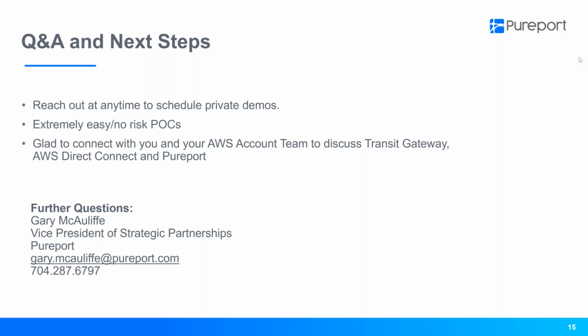The one thing I'll say is that, because of the way PierPort's multi-cloud fabric is structured from an hourly pricing perspective, we have the ability to do some very inexpensive, no-risk POC. We can spin up connections literally hours at a time, and the ability to do that is very simple and easy. We'll be glad to walk you through that. Also, if you need help connecting with your AWS account team, we could help be a conduit, and we'd be glad to do that as part of that process.